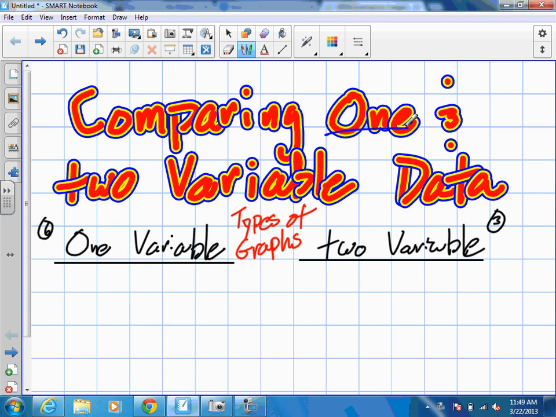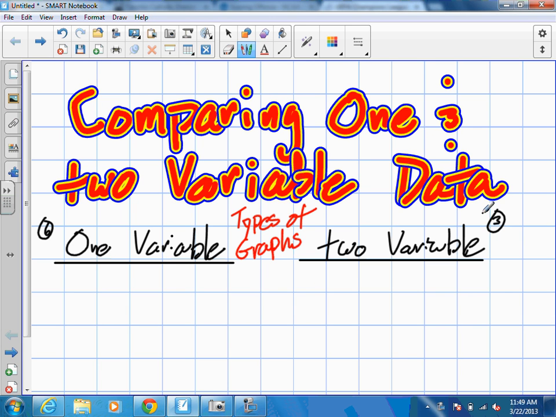Comparing one and two variable data. Okay? So the first thing I want to do here is think of the types of graphs that we've been using in the past, and then try to put them in a category. Which graph represents which type of data best? If you look in your textbook, it might help you out along with this.